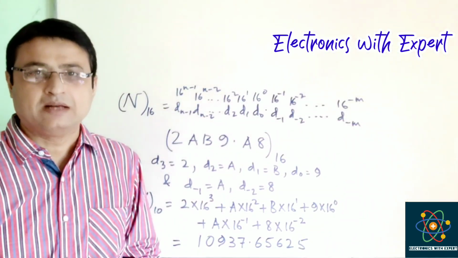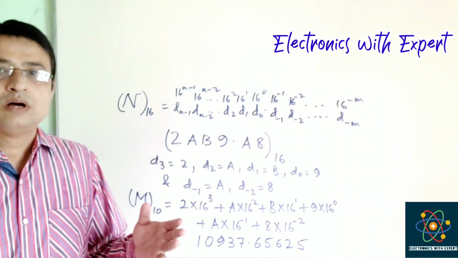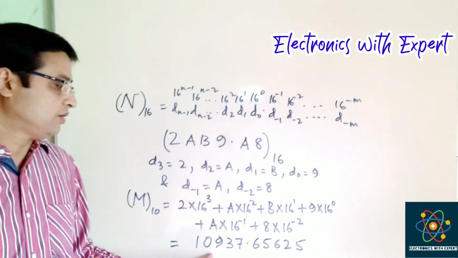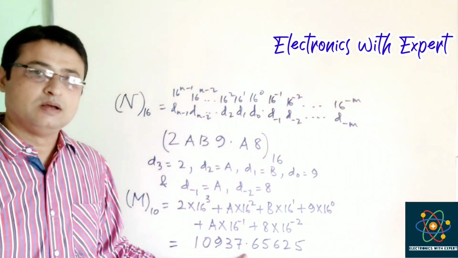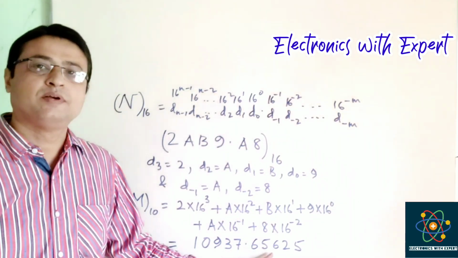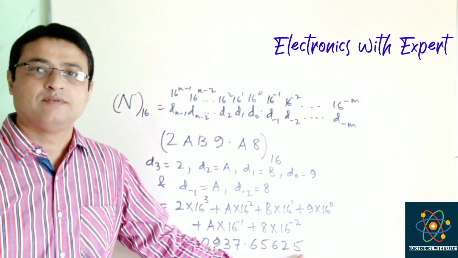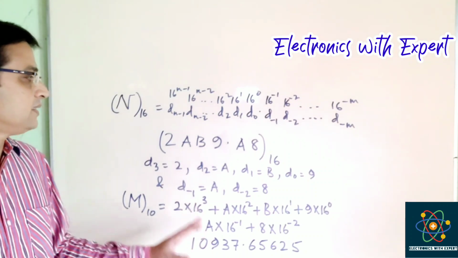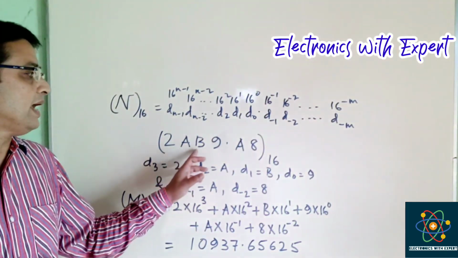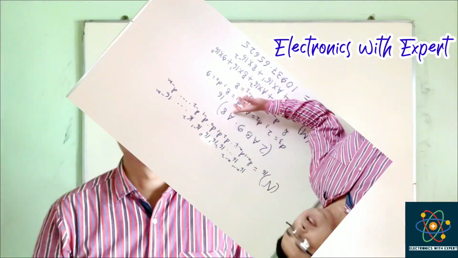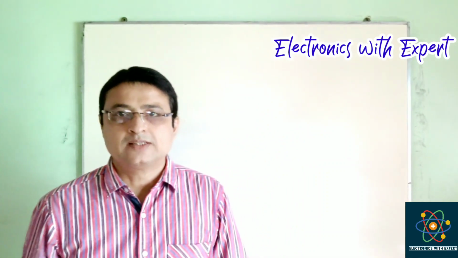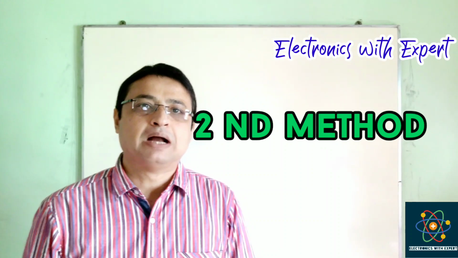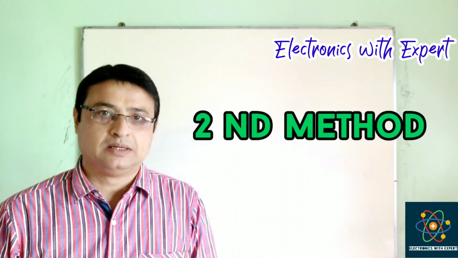I have skipped the calculation here. Now after the calculation is over, the value will be 10937.65625. So this is the converted decimal value of the hexadecimal number 2AB9.A8. Now let us proceed to the second technique, which is known as multiply and add method.